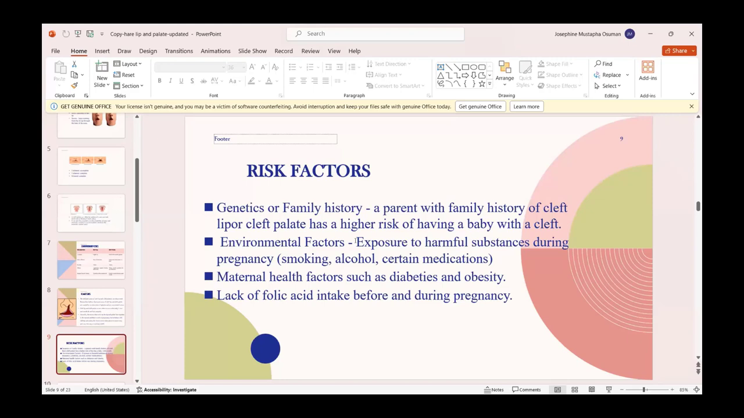And then we have maternal factors such as diabetes and obesity. They are among the factors that can lead to a baby having a cleft lip. And then lack of folic acid intake before and during pregnancy. We know that prenatal care is very important. It helps with preventing certain neural tube defects and also certain deformities. So if a person doesn't take prenatal vitamins, there is a risk of the baby developing a cleft lip.